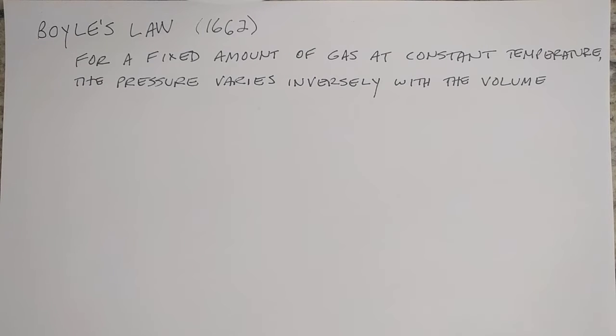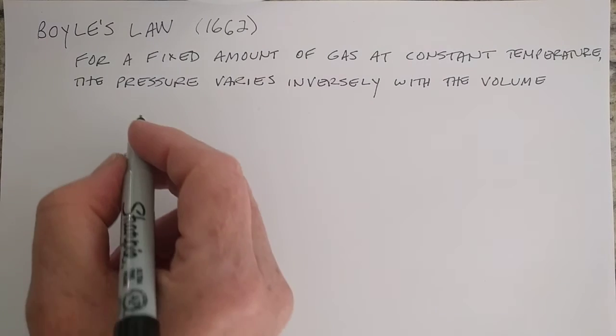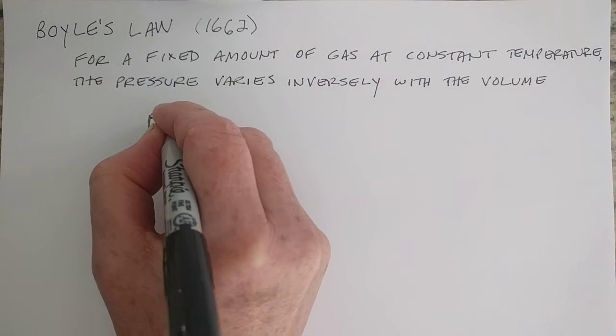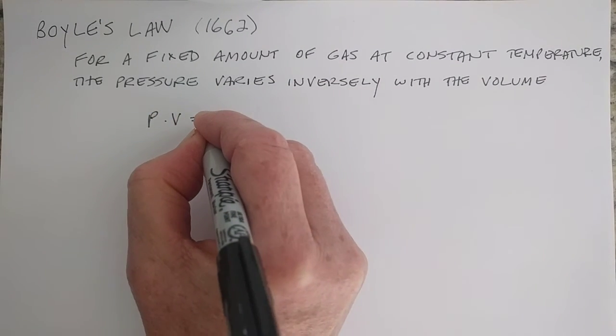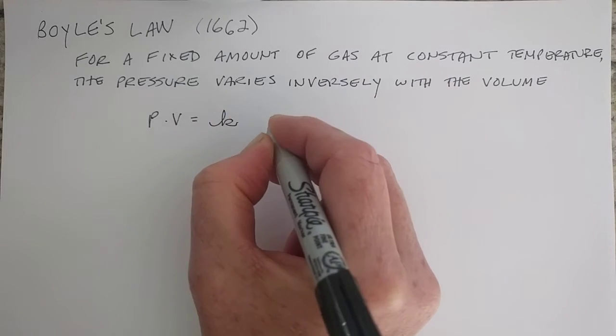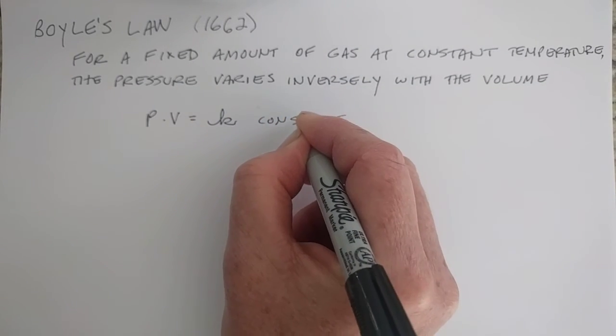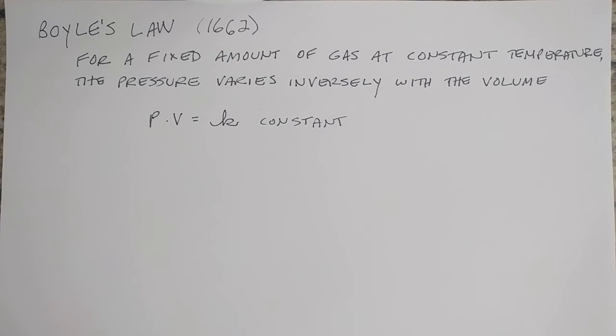Okay, so Boyle's law says, for a fixed amount of gas at constant temperature, the pressure varies inversely with the volume. Pressure varies inversely. So that means that P times V equals some constant. And we use K to represent a constant often in chemistry. P times V gives us our constant.